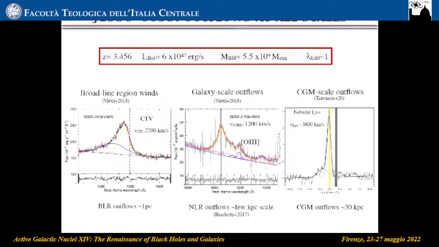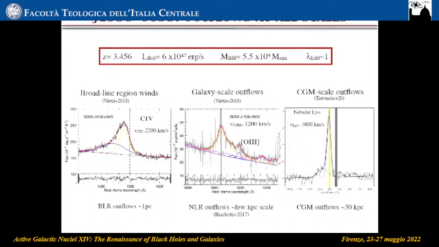So, focusing on the broad line region, looking at the carbon-4, we found a blueshifted peak. As you can see here, at this angle, the peak should be here. Instead, we found a blueshifted peak of 2,000 kilometers per second. This means that there are outflows in the broad line region at parsec scale.